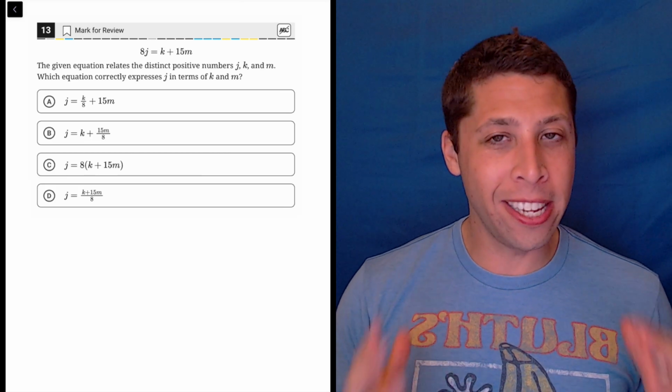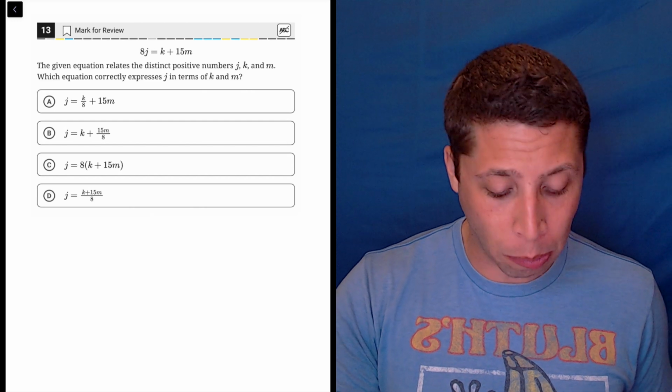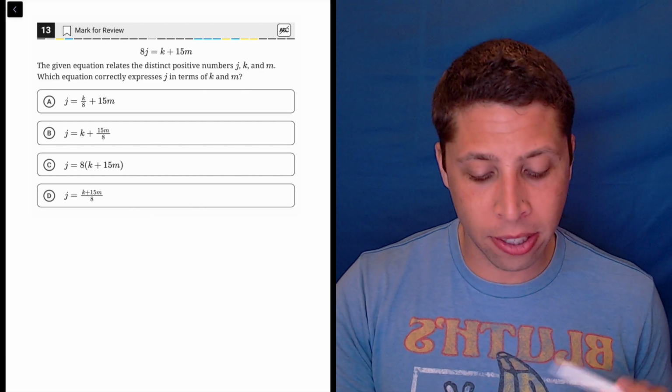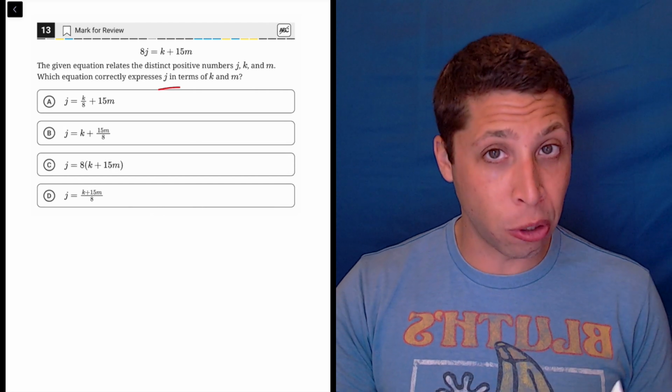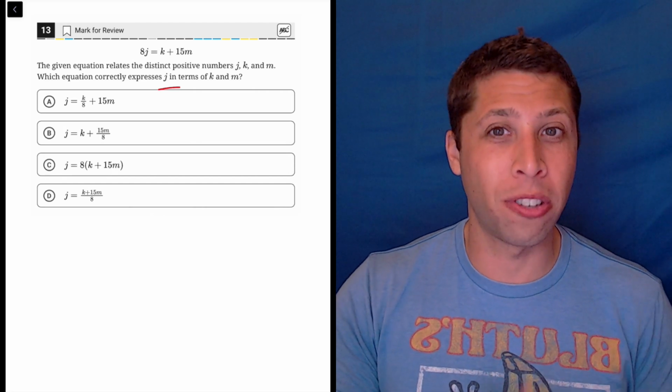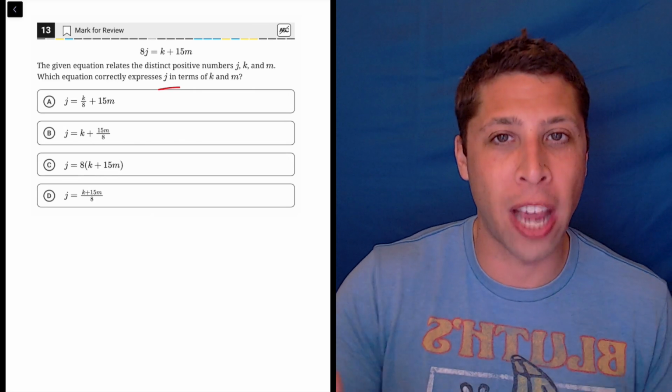There's definitely an easy way to get this, and you're supposed to just know it and see it and feel comfortable with it. Since we're being asked to solve for j, which expresses j in terms of k and m, if that's confusing to you, remember, look at the answer choices. They're telling you what they want in the answer choices.